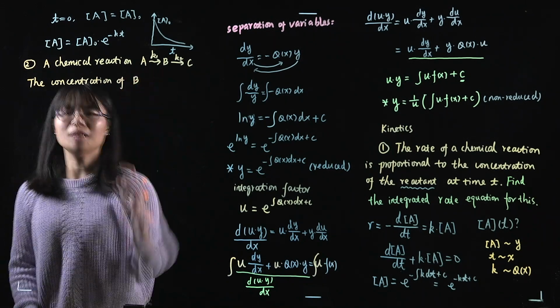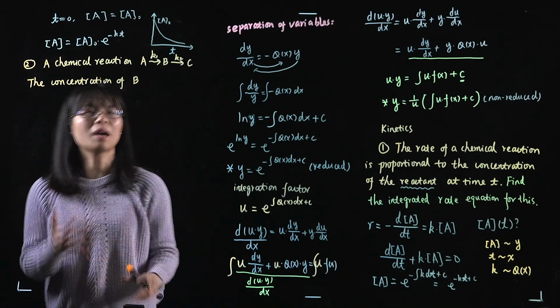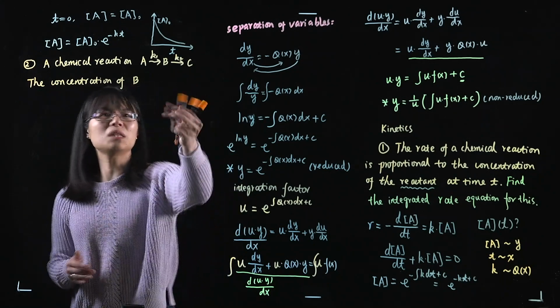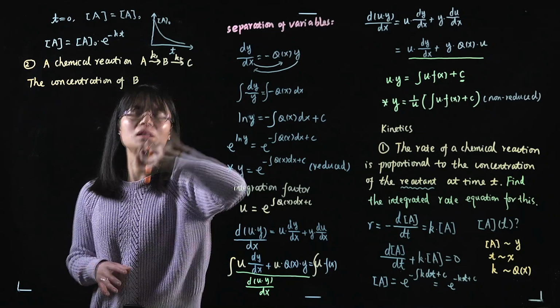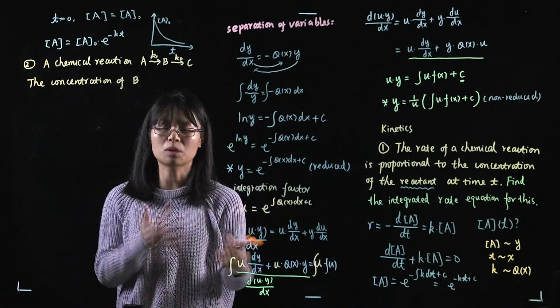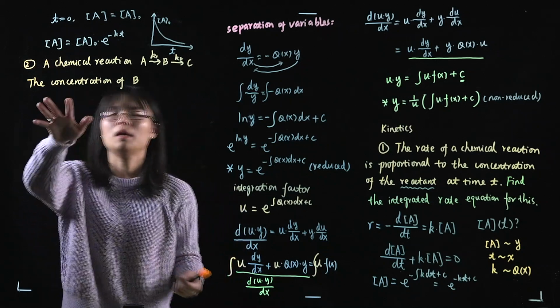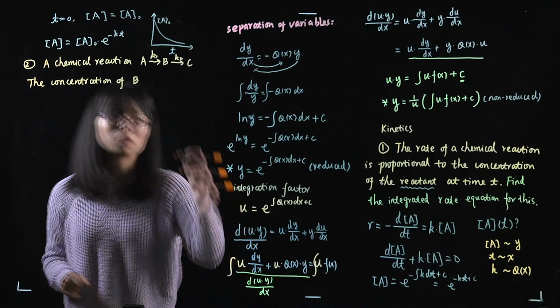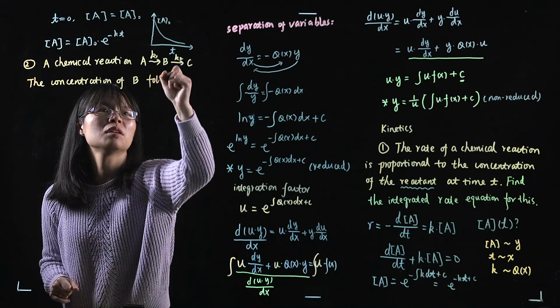B is sometimes called an intermediate. So you have the reactant A, and A is converted to some intermediate species, but B is not going to stay there. It will transform into C, which is our product in the end. But if we want to study the intermediate, the concentration of B actually follows this relationship.